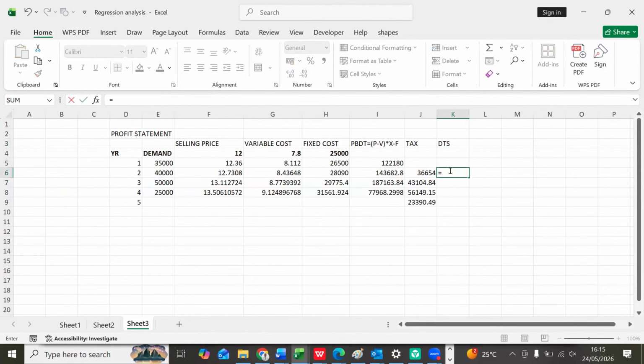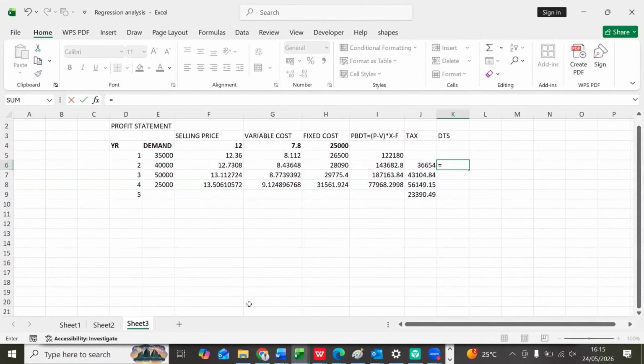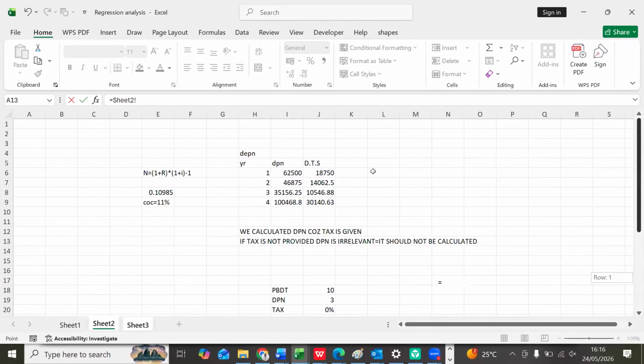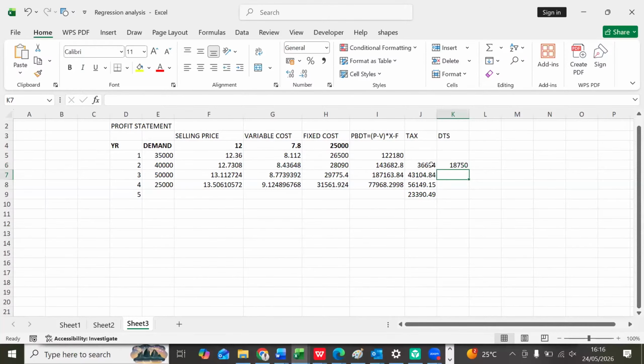So I'll come and say equals. We got them somewhere. Was it here? Oh, I think I rubbed. It is in this other sheet. Where did I take them? Yeah, they're here. So I'll be able to come and pick them. Once I've been able to pick these, I'll be able to come and pull the others down.